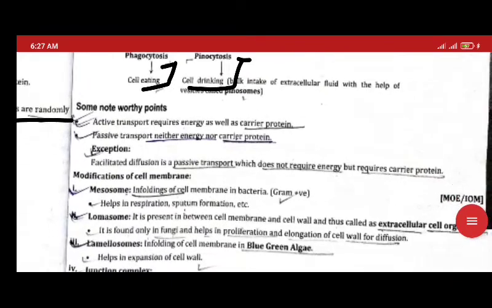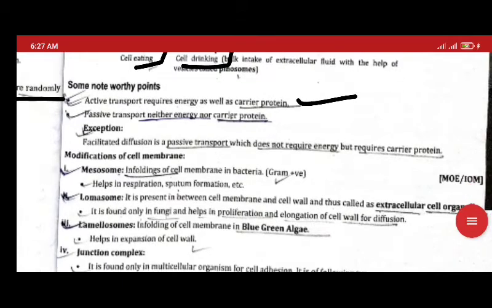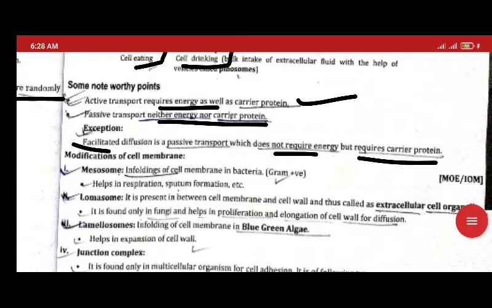Now some points. Active transport is by carrier protein and requires energy, and passive transport requires neither protein nor energy. Facilitated diffusion doesn't require energy but requires carrier protein. So this is an exception.